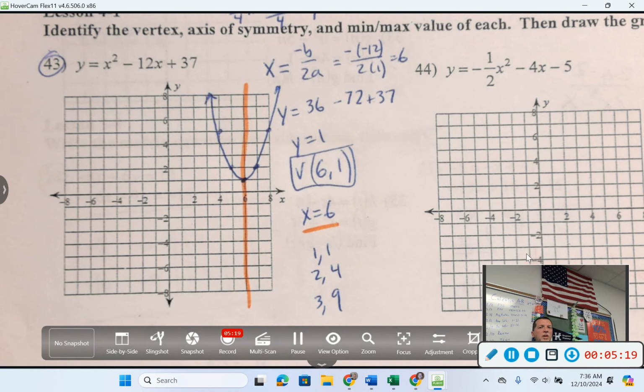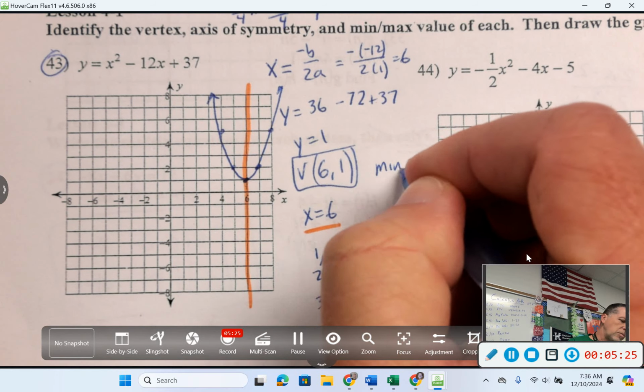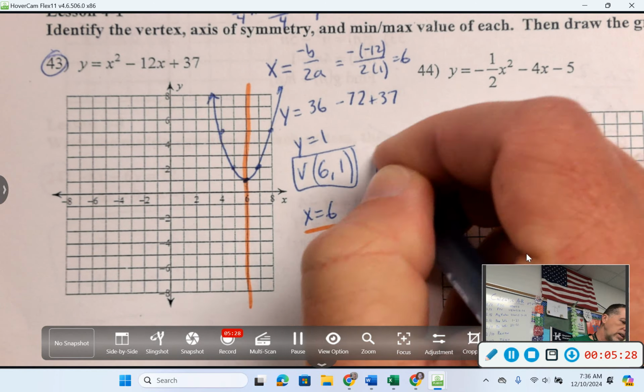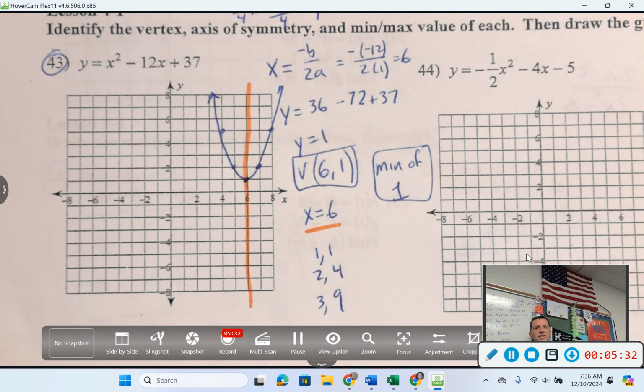So what's the minimum value? 1. So that's a minimum of 1. Maximum, it'd be like off the charts, infinity. That's why it says min/max, because it doesn't have a max.